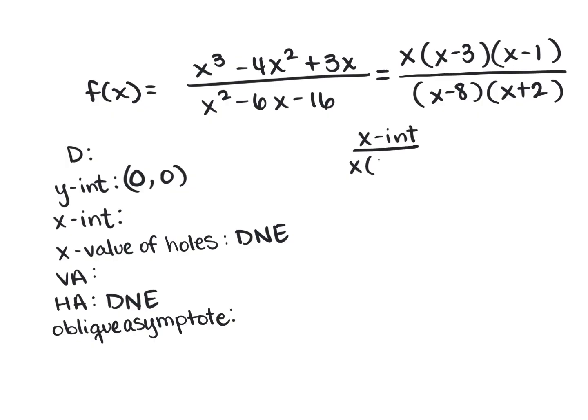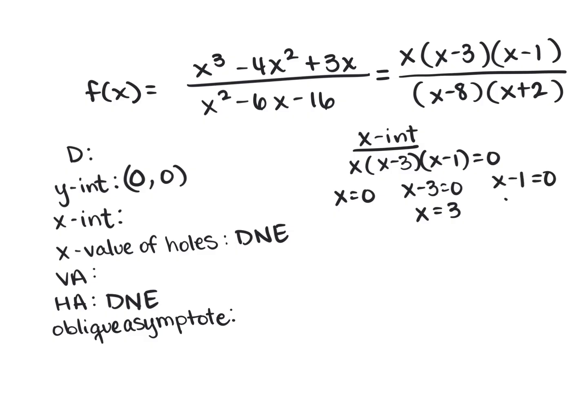All right, so for x-intercept, I let my numerator be equal to 0. So I have x times x minus 3 times x minus 1, and I set that equal to 0. So there will be 3 x-intercepts. The first one is at x equals 0. The second one is at x minus 3 equals 0, which is x equals 3. And the last one is at x minus 1 equals 0, which is at x equals 1. So the x-intercepts are at 0, 0, 3, 0, and 1, 0. And again, they might just want the actual numbers, and if it just says to separate them with a comma, then it probably does not want the ordered pair points. So be careful to read that.